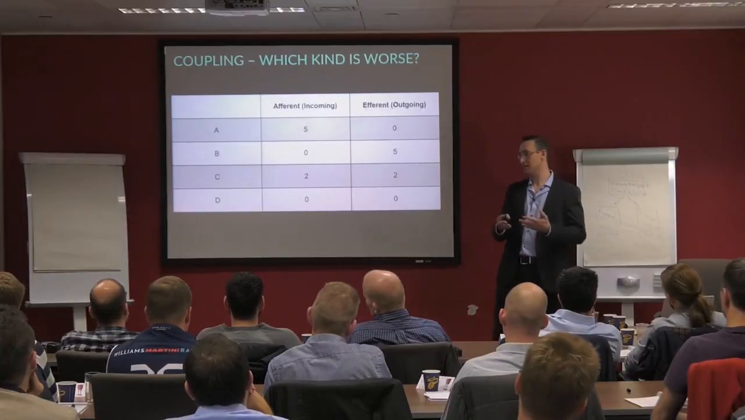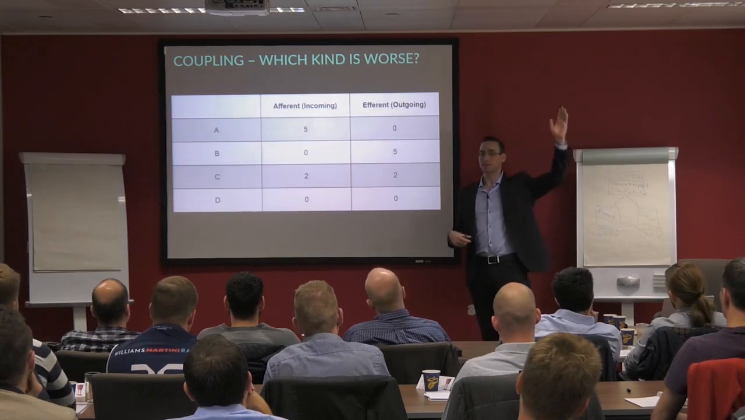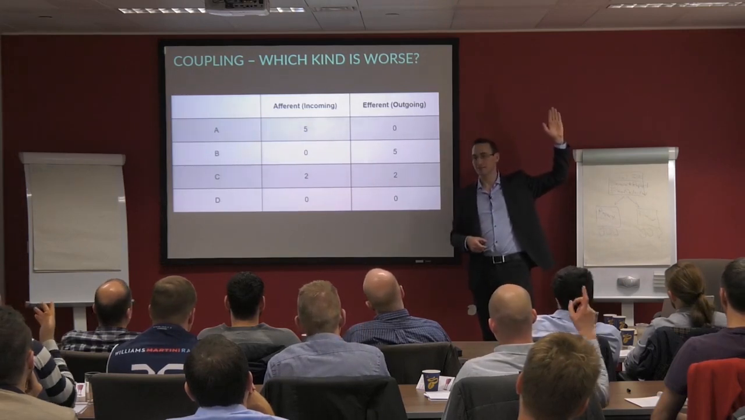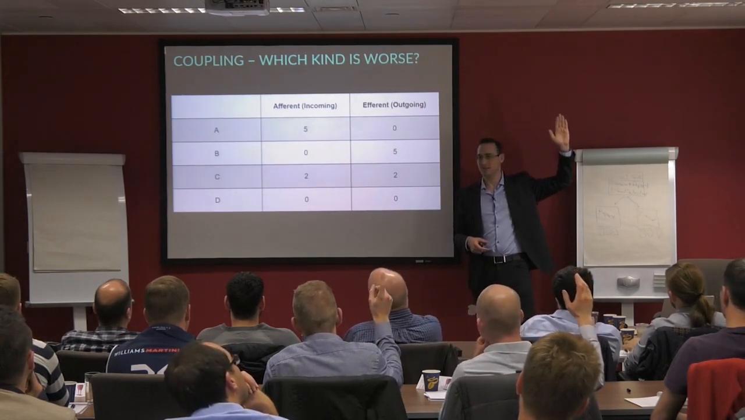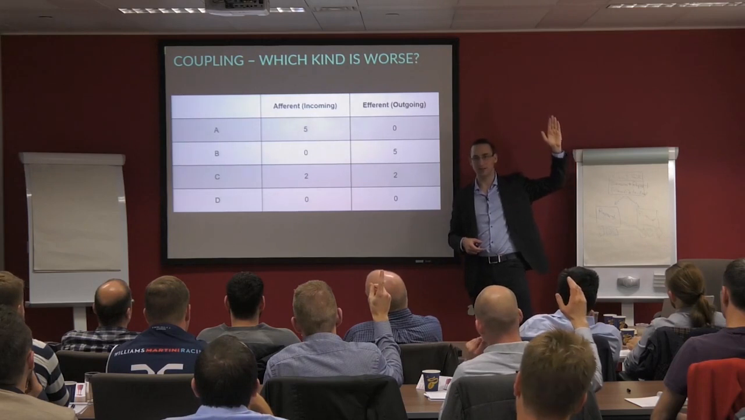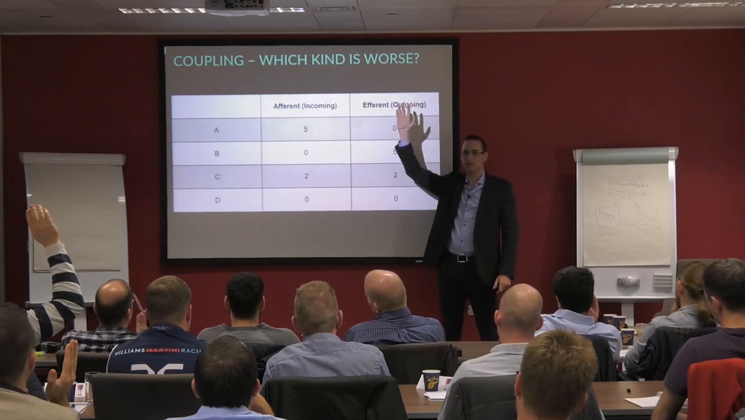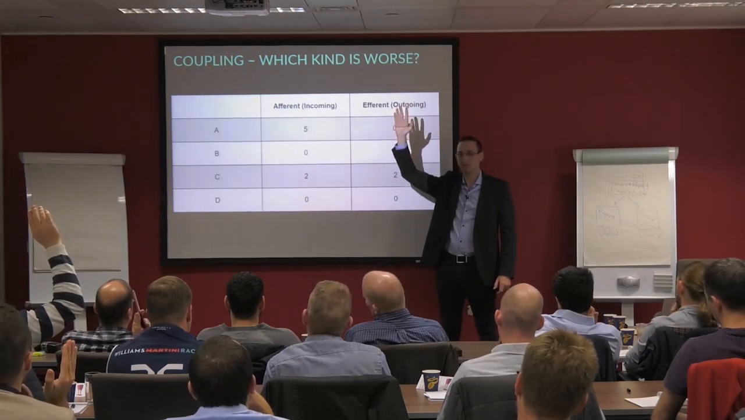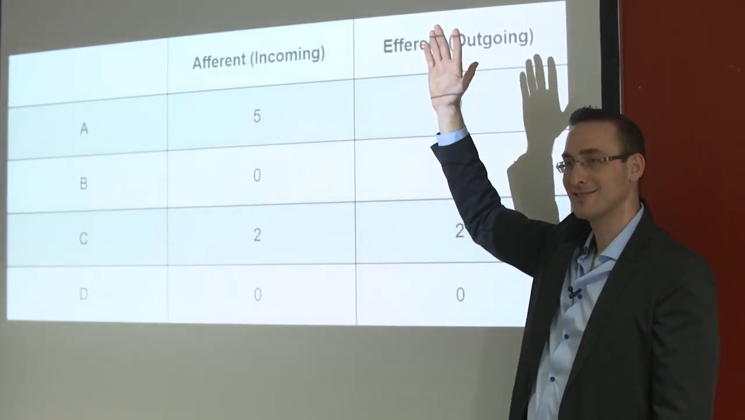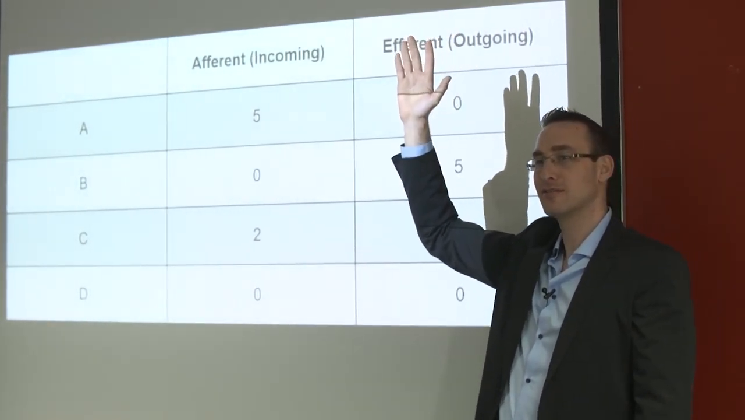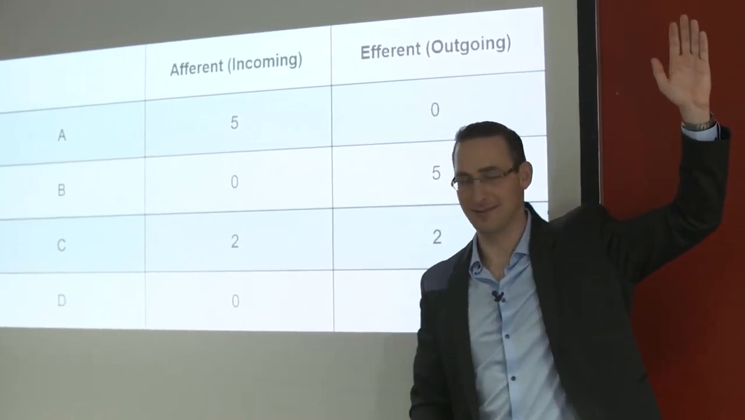Which of them is better than the others? Who likes A more? Some hands going up. I got 3, 4, 5, 6, 7, 8. Who says B is better? I go 1, 2, 3, 4, 5. Who likes C better? Because 2 plus 2 is clearly less than 0 plus 5. 1, 2, 3, 4. Who says it depends? Oh, I didn't know that was an option.